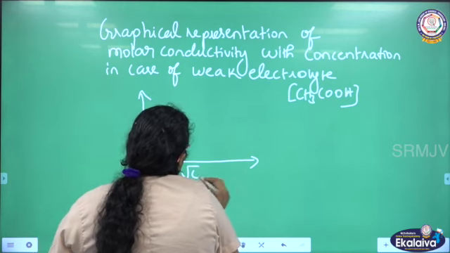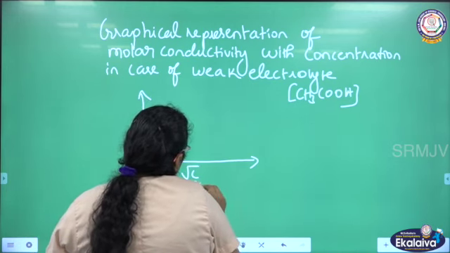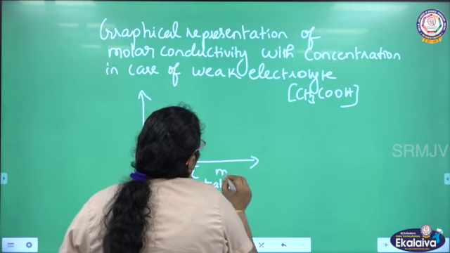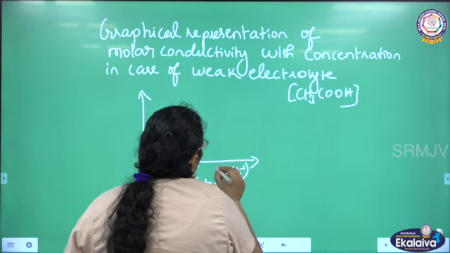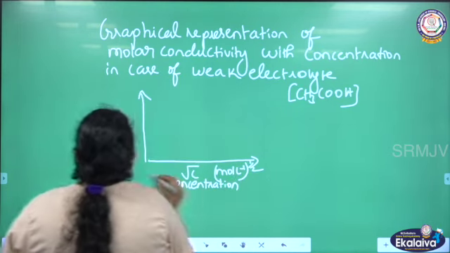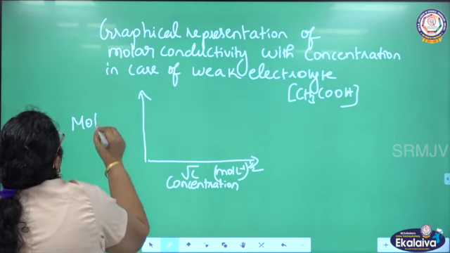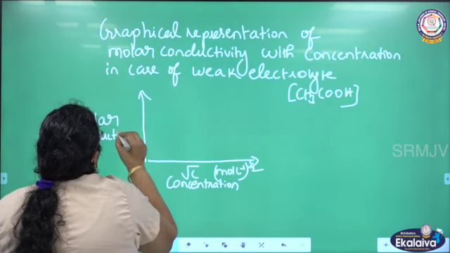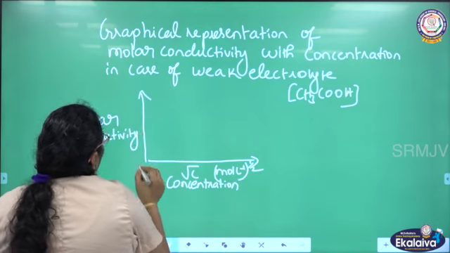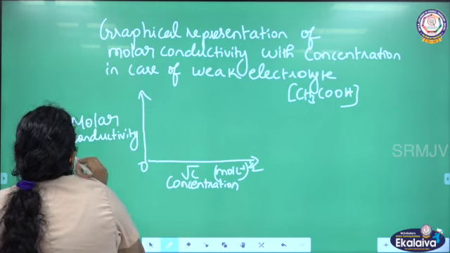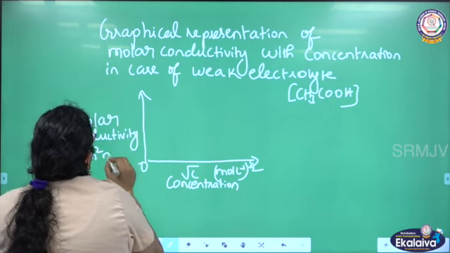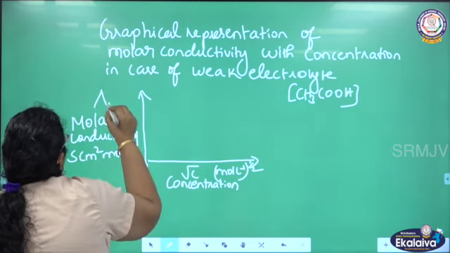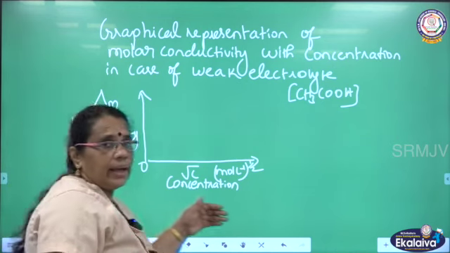I am drawing a graph taking concentration on the x-axis. What is the unit of concentration? Moles per liter, whole power half. Here I am taking molar conductivity on the y-axis, where the unit of molar conductivity is Siemens centimeter square per mole. The symbol for molar conductivity is lambda m.